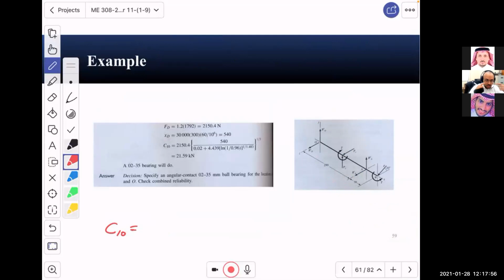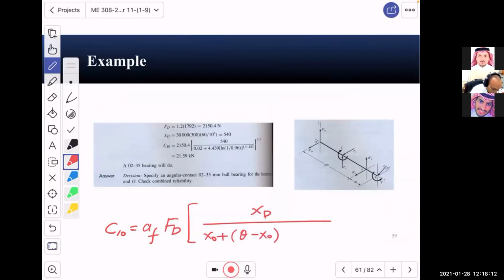C10, the catalog value that I should look for, is equal to AF multiplied by FD multiplied by XD divided by x0 plus theta minus x0 multiplied by ln 1 over RD to the power 1 over b, and everything is to the power 1 over a. I memorized it. That is very nice.